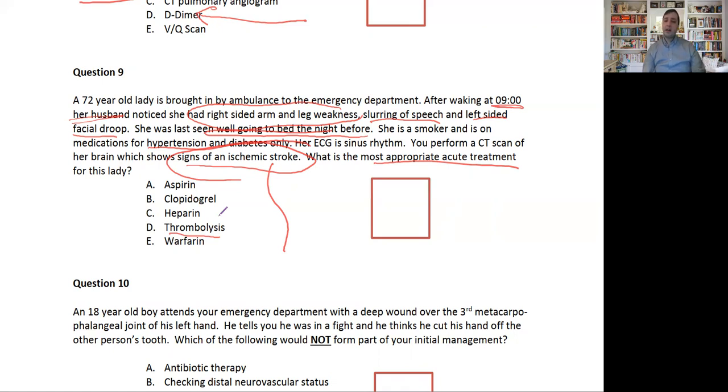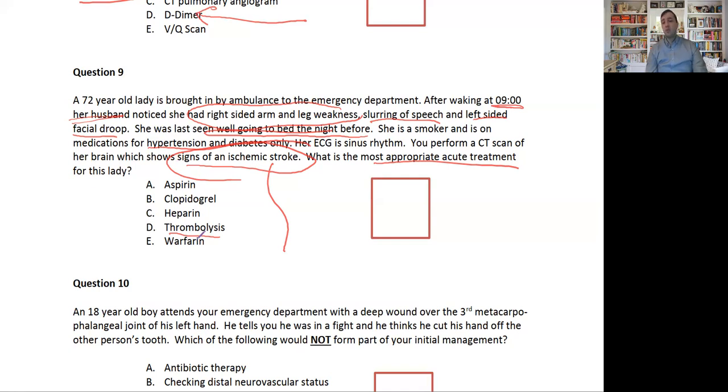Therefore, giving thrombolysis here is not advised or recommended for this type of stroke, which is stroke with unknown onset time, or wake-up stroke. So thrombolysis is incorrect, because most likely we are outside the therapeutic window of 4.5 hours. Giving warfarin is absolutely contraindicated.